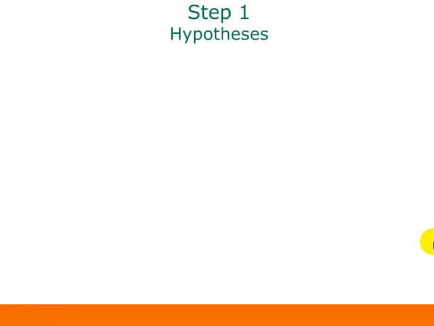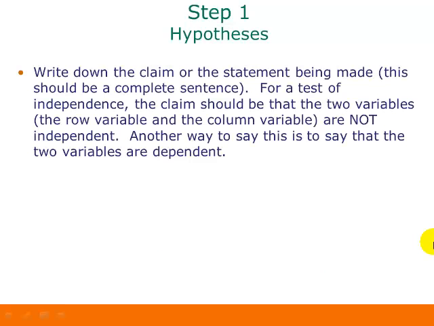Alright, when we're doing the hypothesis test, step 1 is writing the hypotheses. So as usual, we're going to write down the claim or the statement being made. For a test of independence, we're going to write the claim to be that the two variables, that is the row variable and the column variable, are not independent. Another way to say this is that the two variables are dependent or that they're related.